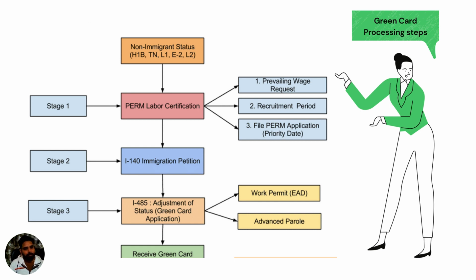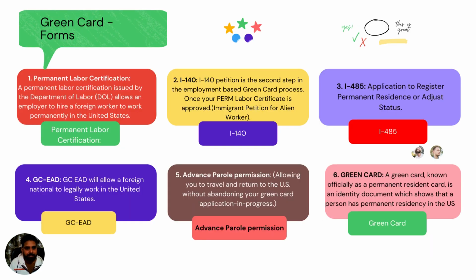You have to apply for the permanent labor certification. Then you will go through the I-140 petition process. If your petition has been approved, it will go for the I-485 status. Either you will get a GC EAD, with which you can work, or you can get advance parole as well, which means you can travel to the US, you can go to India, and you can come back to the US. That is advance parole. I will explain it in detail in the next slide. So let's go to the next slide.